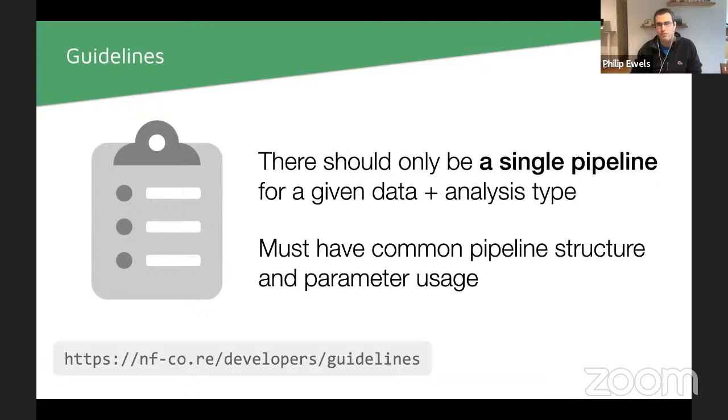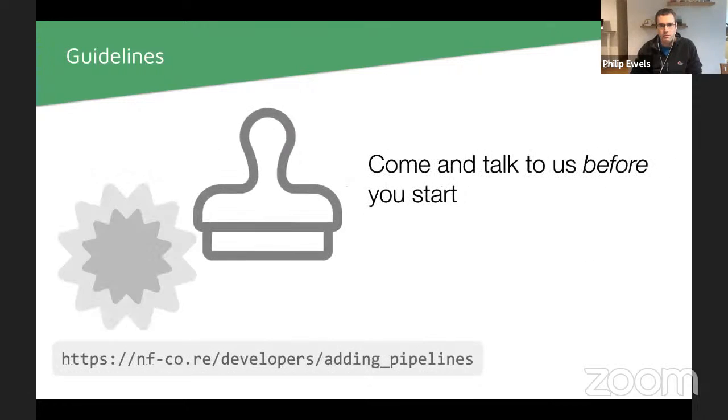So what this translates to in real terms is that you should come and talk to us before you start writing your pipeline if you want it to be added to NF Core. The earlier you can talk to us, the better, preferably before you write a single line of code. We have a channel on Slack called New Pipelines specifically for this reason. Just come and say, I'm thinking about this. Does that sound like something that could be added to NF Core? And we can discuss it. And you might even get some extra collaborators early on.